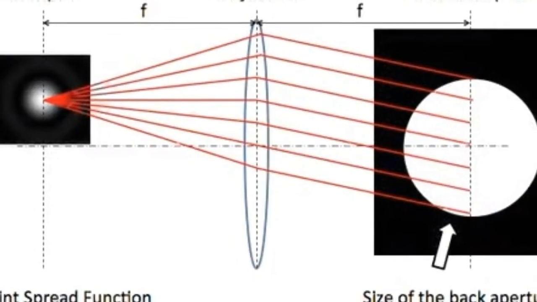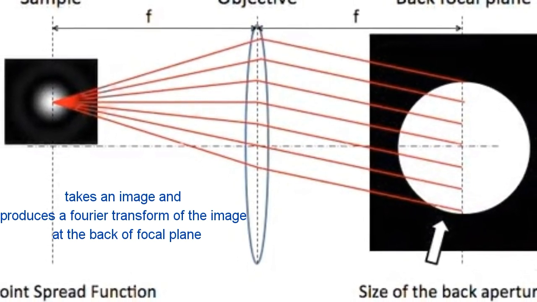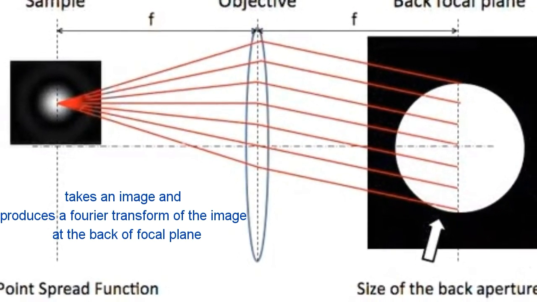In conclusion, this is what a lens does. It takes an image at its front focal plane and produces a Fourier transform of the image at the back focal plane.